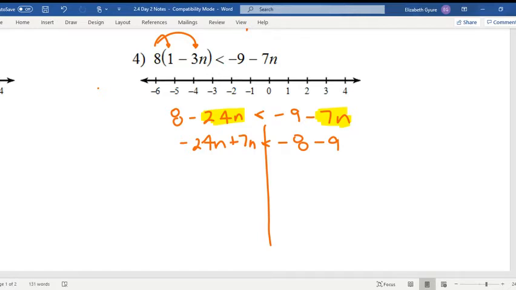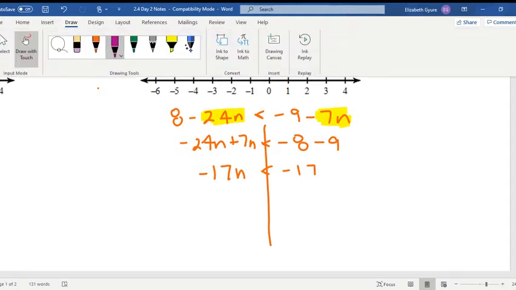Very good. Now we have -24n plus 7n. Please don't guess, right? Remember, guys, when you have different signs, don't you technically subtract? What's 24 minus 7? 17, and in this case, you have more negatives, right? So it'll be negative 17. Or just plug it into your calculator, right? And then negative 8 minus 9 is negative 17, good. And then we need to divide both sides by what?